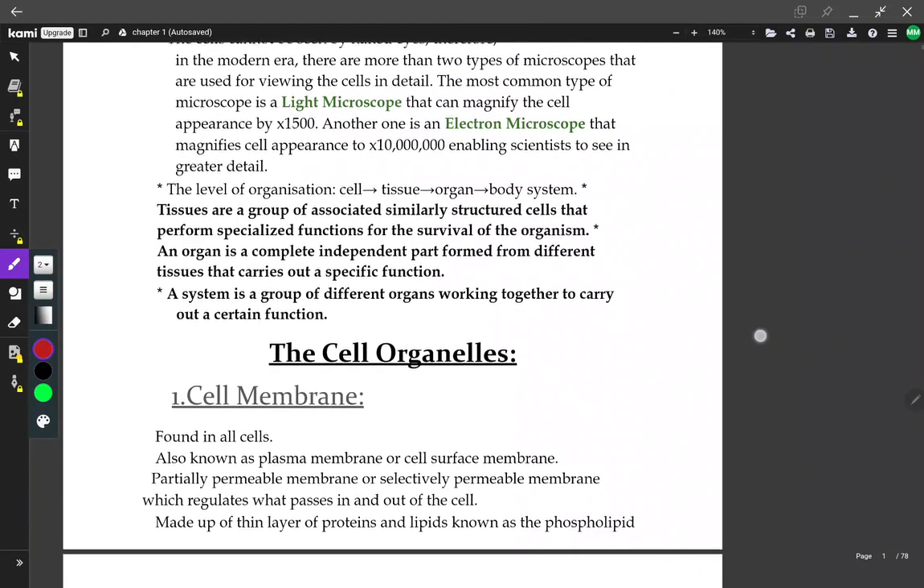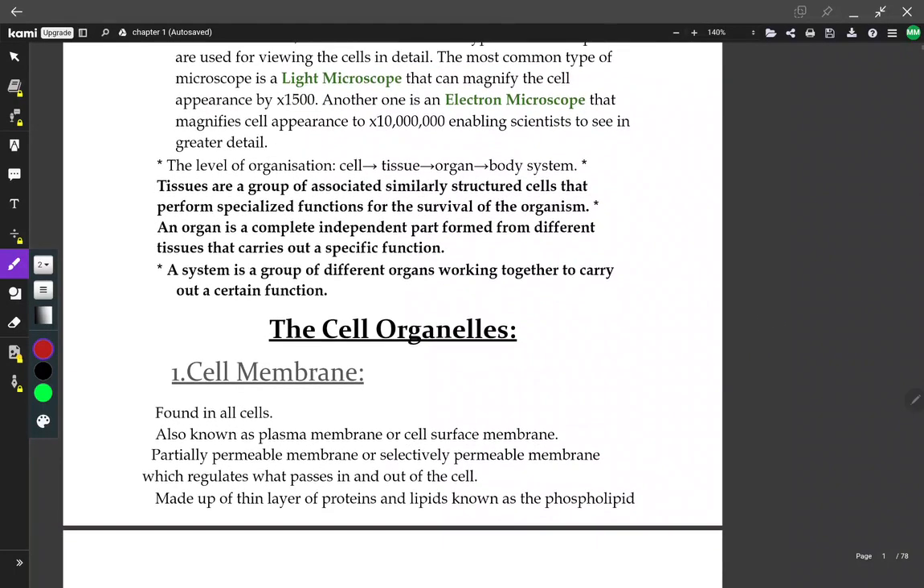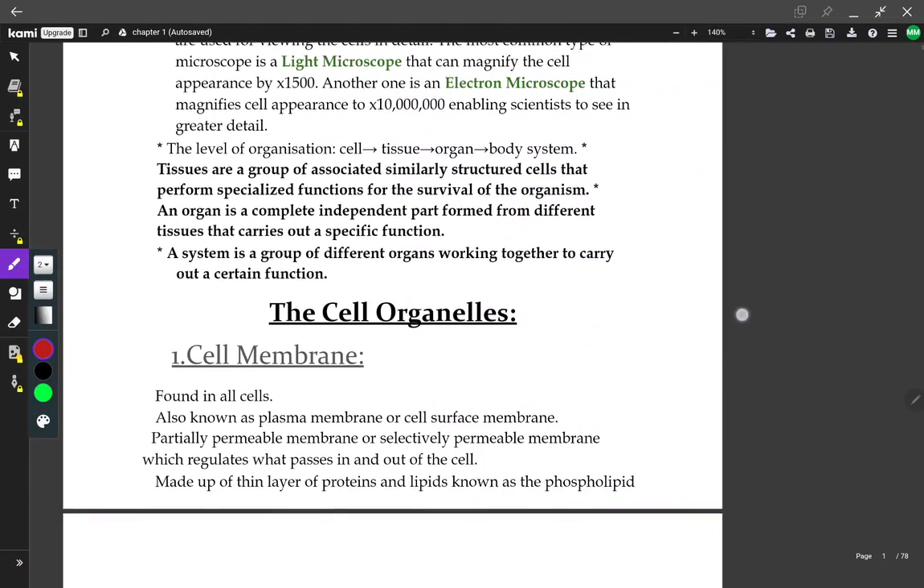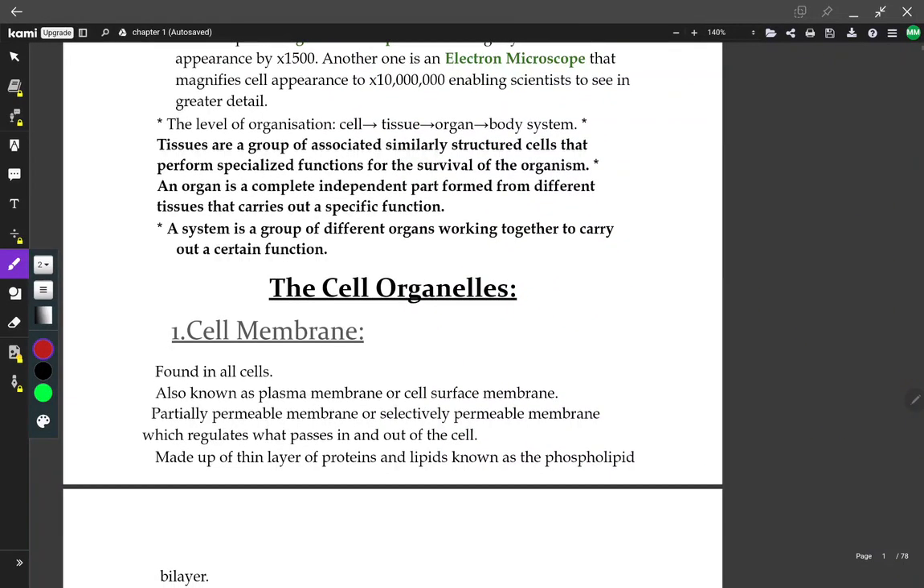Light microscopes magnify the appearance by 1,500 times, and an electron microscope has a wider range in magnification.